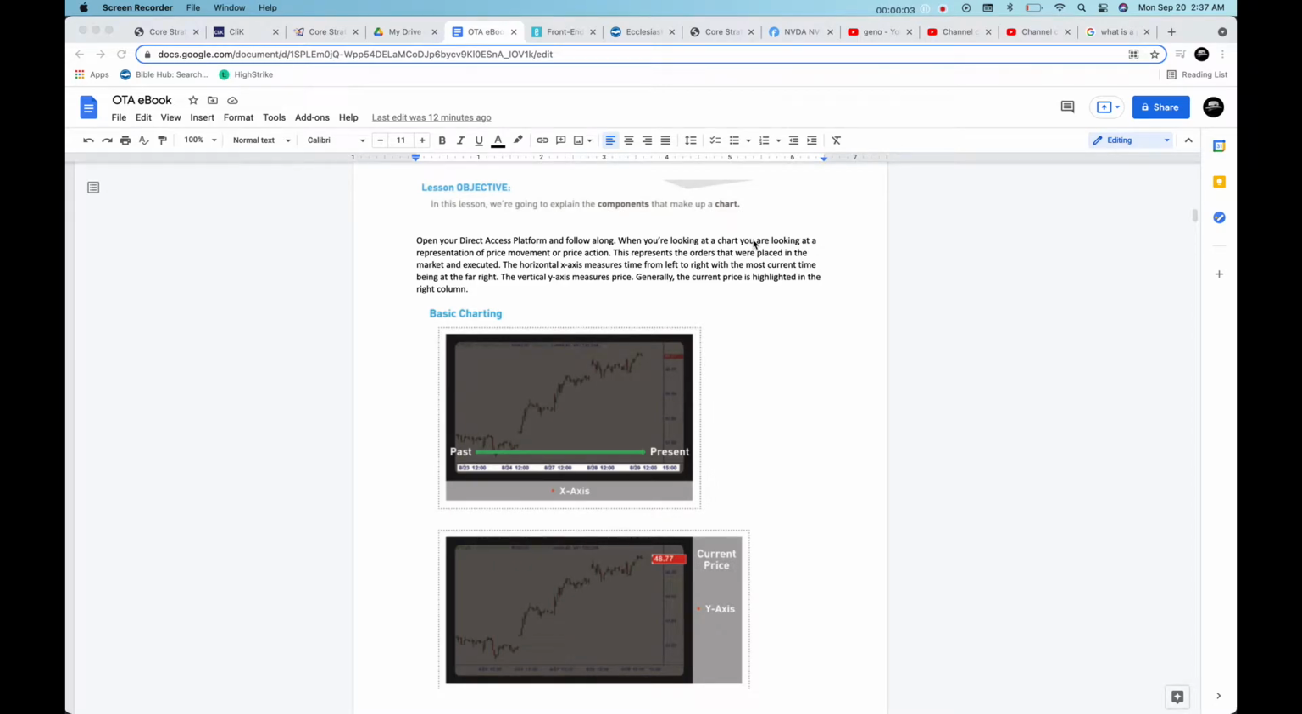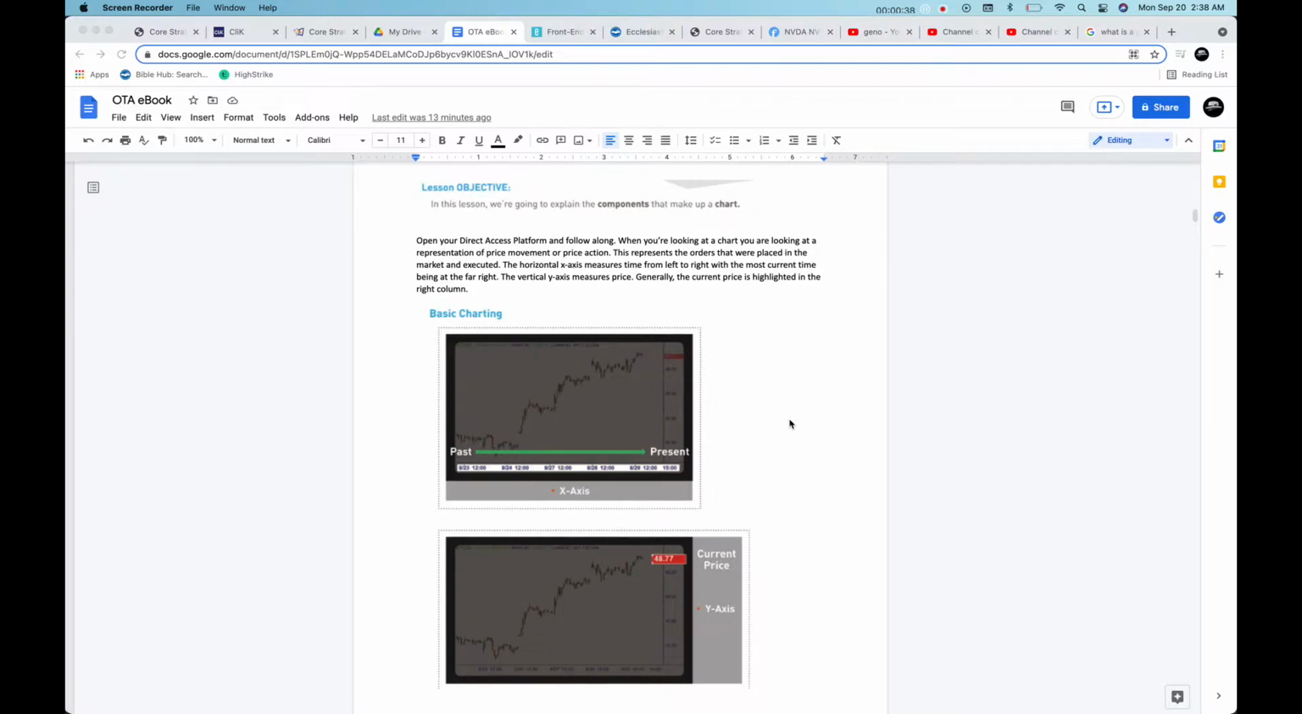Okay, in this lesson we're going to explain the components that make up a chart. So go ahead and open up your direct access platform, whether it's Thinkorswim or otherwise, and you should be able to follow along. Okay, now when you're looking at a chart, you are looking at a representation of price movement or price action. Okay, this basically represents the orders that have already been placed in the market and executed.